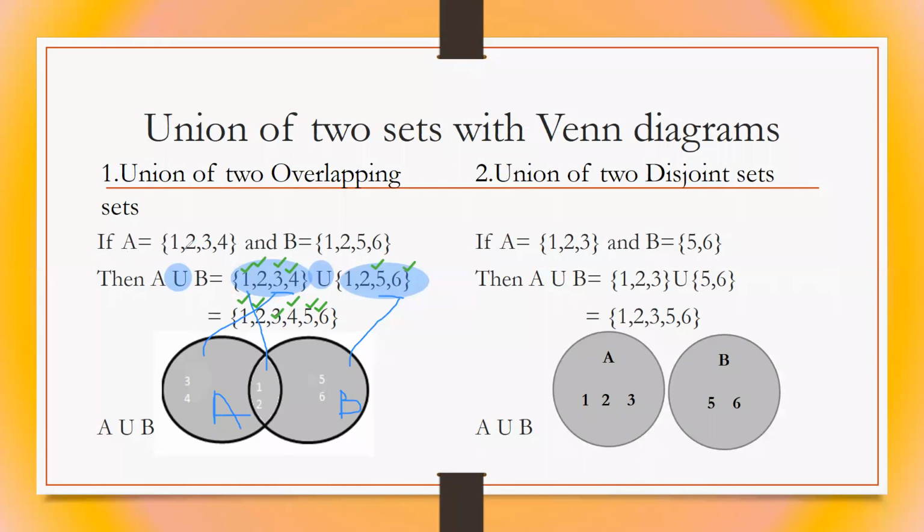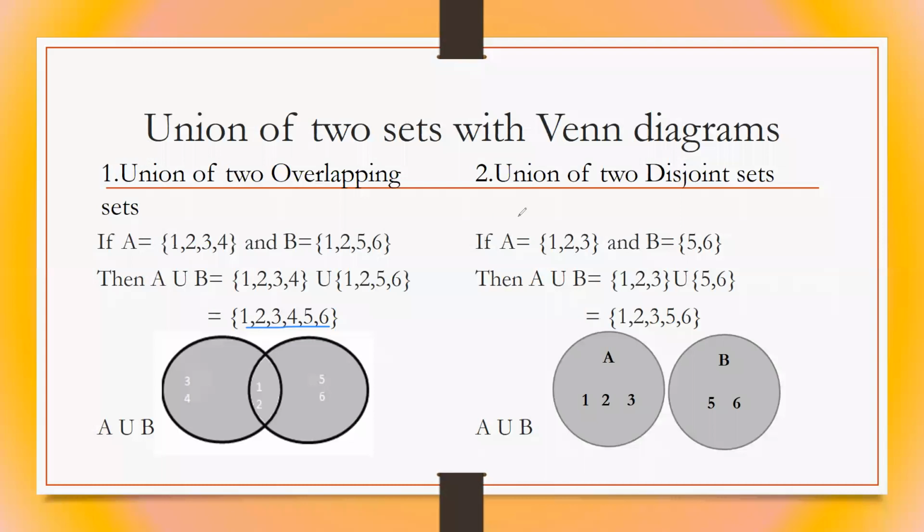So what is rule number 1 for the Venn diagram? Just look at the question and draw the diagram. Number 2, shading. Here you can see that the whole diagram is shaded. Why? Because, can you see the answer? The answer is 1, 2, 3, 4, 5, 6. All the elements are shaded. So we have to shade the whole Venn diagram.